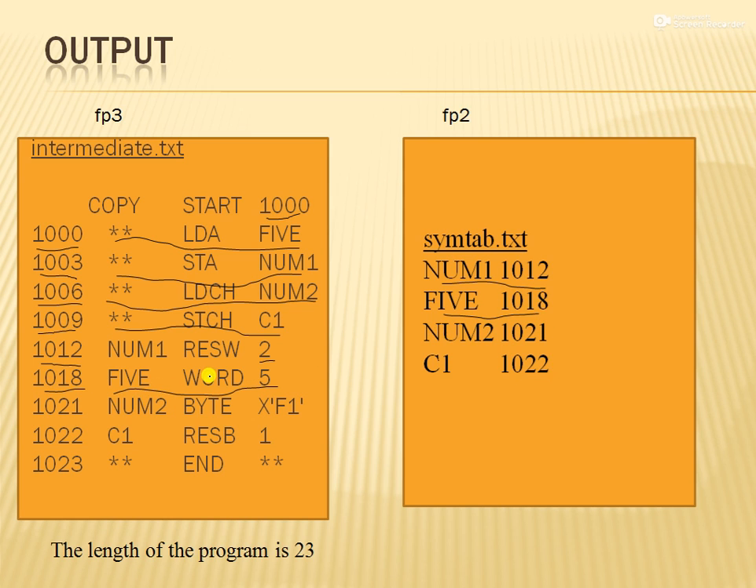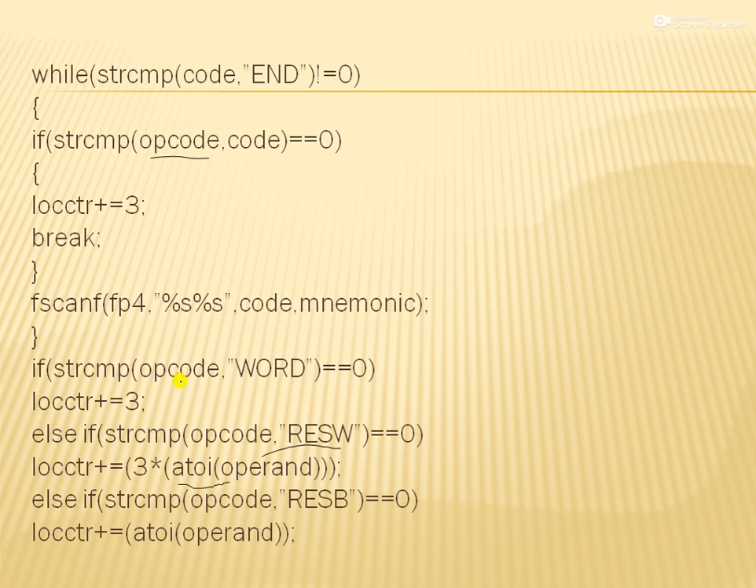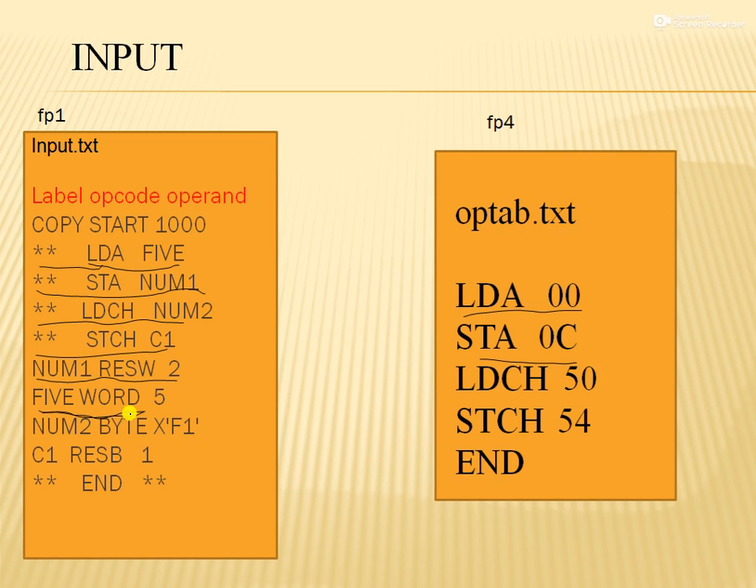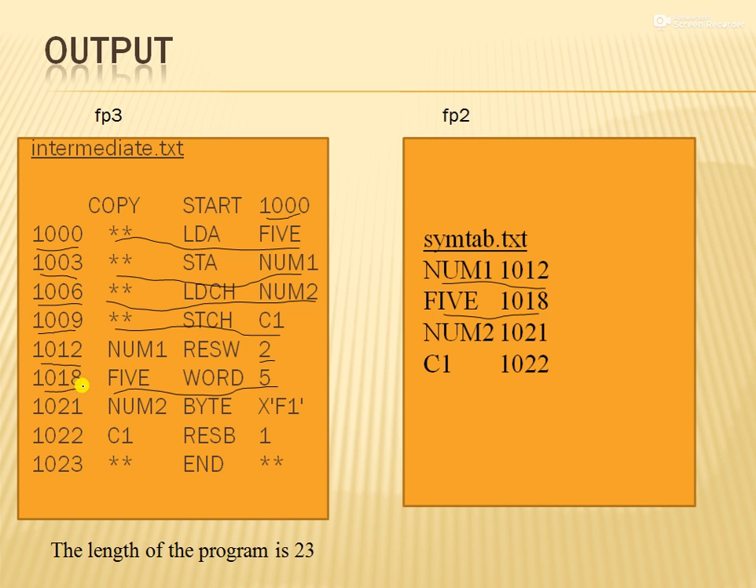But here you can see the opcode value is word. Since it is word, we can see what you have to do when you compare. It will come here, that is word. Word means we simply increment by 3. This one word is 3 bytes, so we just increment the value of the location counter by 3. So the location counter, previously 1018, plus 3 is 1021, so that is the location counter value. After that we write this 5 word 5 into the intermediate text.